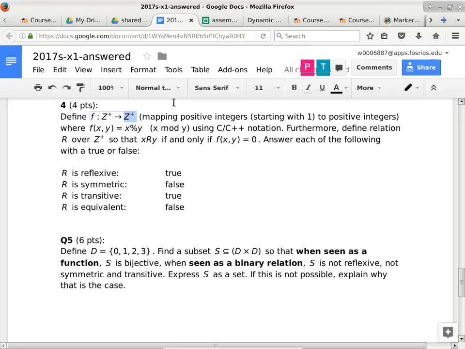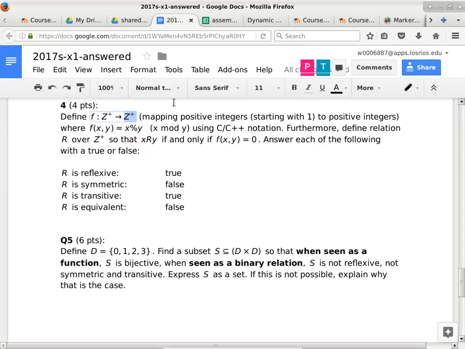Oh, because it should be a cross, right? It should be x mod y, so Z plus cross Z plus to Z star, because we have to include 0. Yep, I did mess up in that one.